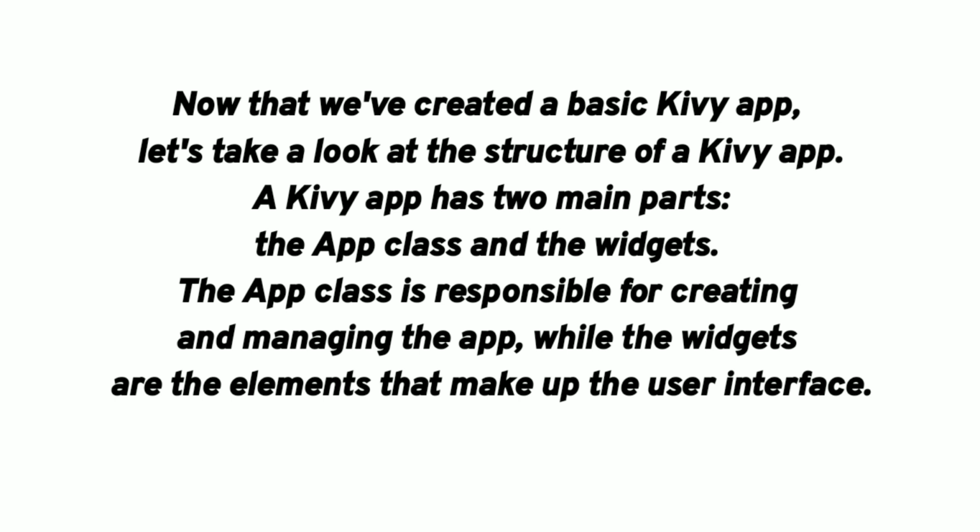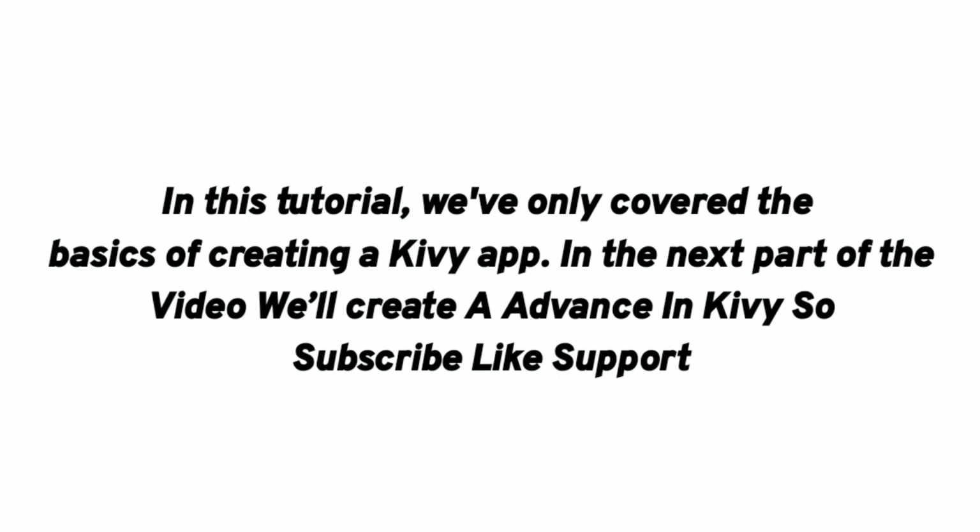Now that we've created a basic Kivy app, let's take a look at the structure of a Kivy app. A Kivy app has two main parts, the app class and the widgets. The app class is responsible for creating and managing the app, while the widgets are the elements that make up the user interface. In this tutorial, we've only covered the basics of creating a Kivy app.